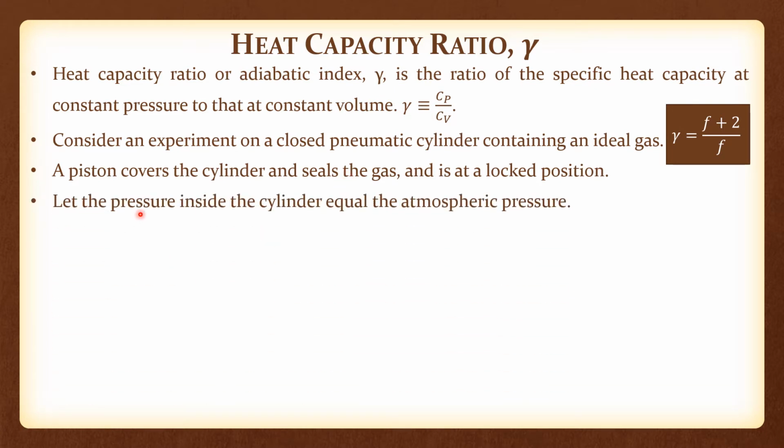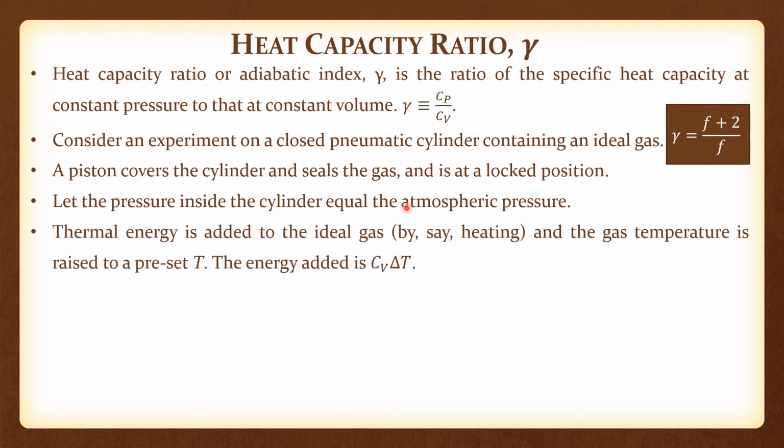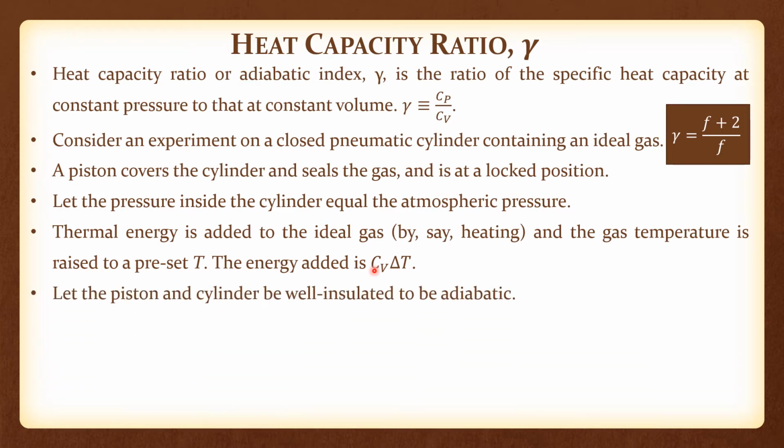Now initially let the pressure inside the cylinder equal the atmospheric pressure. Then we add thermal energy to the ideal gas, say by heating the system, and the gas temperature is raised to a preset temperature. Now since the piston is locked, the volume is fixed, and therefore the energy added is simply Cv times delta T. Of course, here it has been assumed that Cv is constant, independent of temperature. Otherwise, this would be the integral of Cv dT.